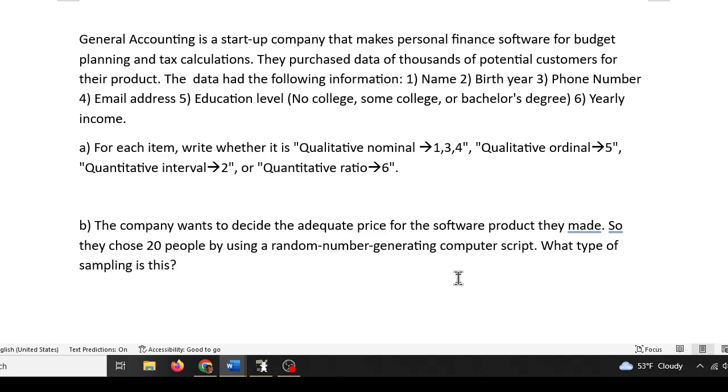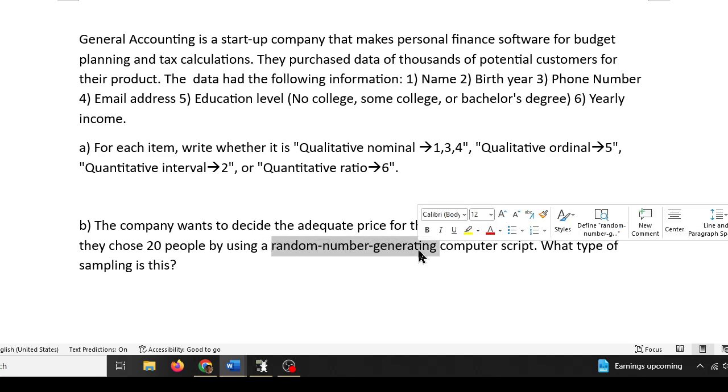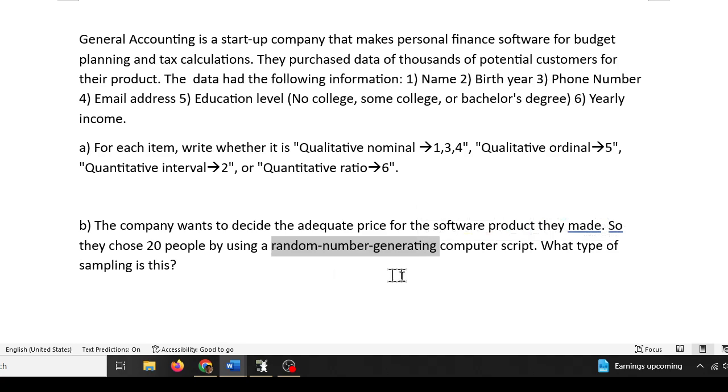So what they're trying to do is, out of thousands of customer data, they can't possibly call everybody and get their opinions. They just want a sample of 20 people. Okay. And to do that, they're using a random number generator. And anytime a random number generator is associated, this is what we call simple random sample.